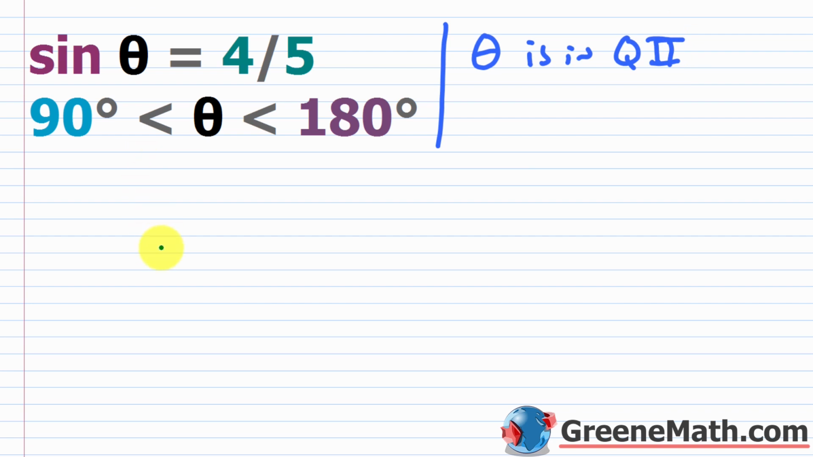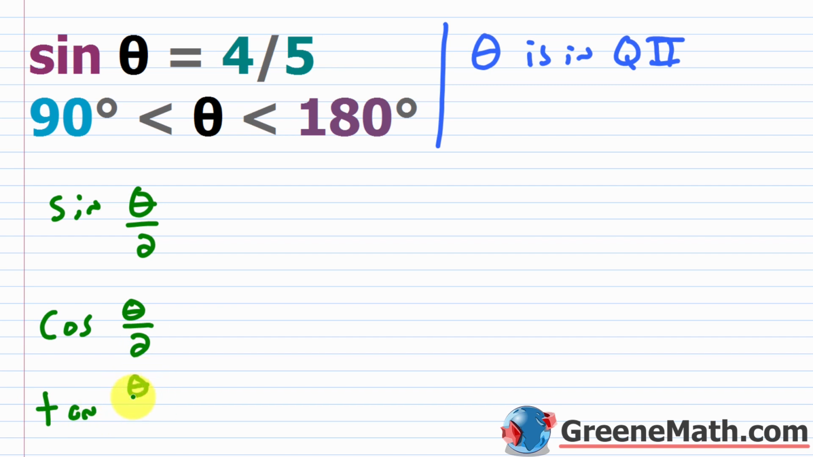Now, what if I asked you to find, let's say, the sine of theta over 2, and then let's say we want the cosine of theta over 2, and also the tangent of theta over 2. And of course, you can get the other ones with the reciprocal identities. We're just going to do these 3 because basically, once you have those, you can get the other ones easily, okay? So first and foremost, where is theta over 2?